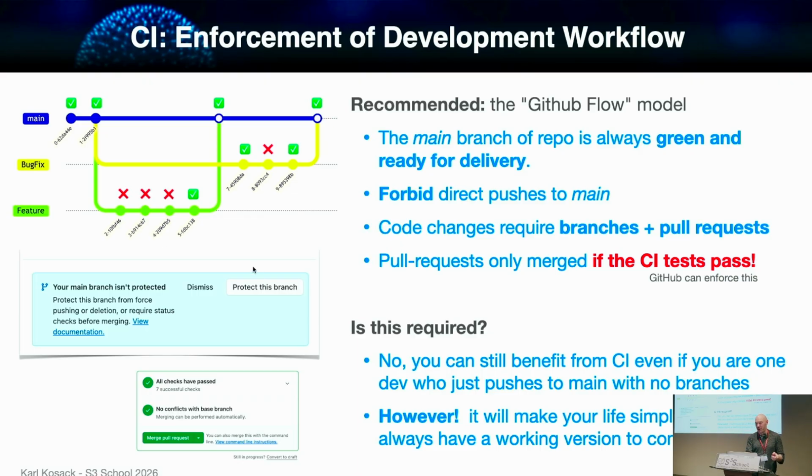That'll automatically happen if you click protect this branch, but I'll show you in a second how you can set that up otherwise. So you forbid any pushes to main. Code changes require branches and pull requests. And for pull requests, the third part you have to enforce is that you can only merge if the CI tests pass. So if you had a red light, the merge button won't even be there, or it'll be red and won't let you click it.